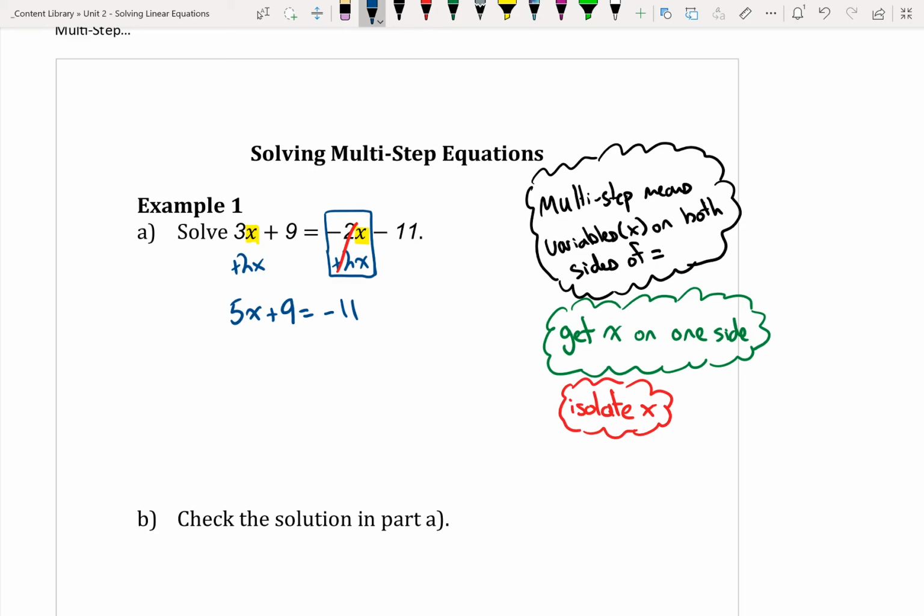So I'm going to go through the same steps as in the previous notes. To get x by itself, I'm going to start with this separate term, get rid of this plus 9 by subtracting 9 from both sides. 5x equals negative 20. In order to get rid of the 5, I need to divide by 5 because I'm multiplying it with the x. Do the same thing to the other side. Divide by 5. One side it cancels out, and I'm left with x equals negative 4. That's my final answer.